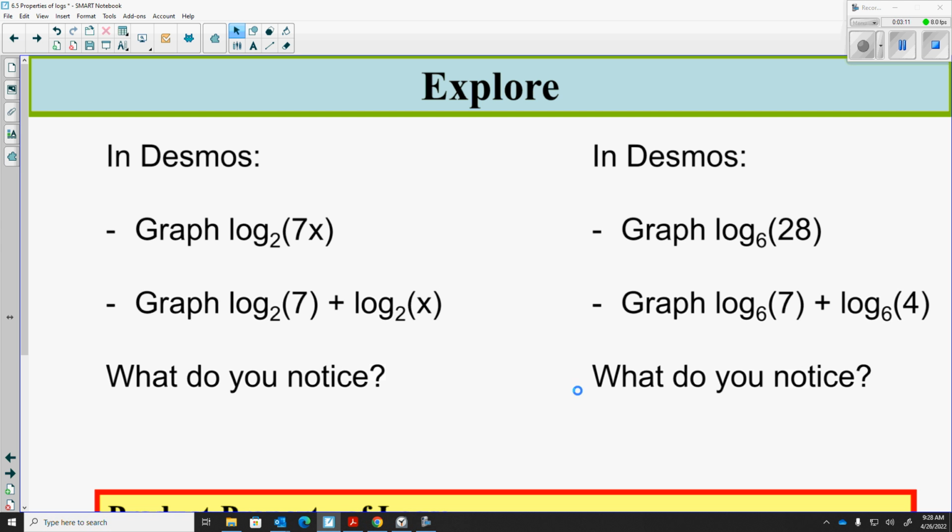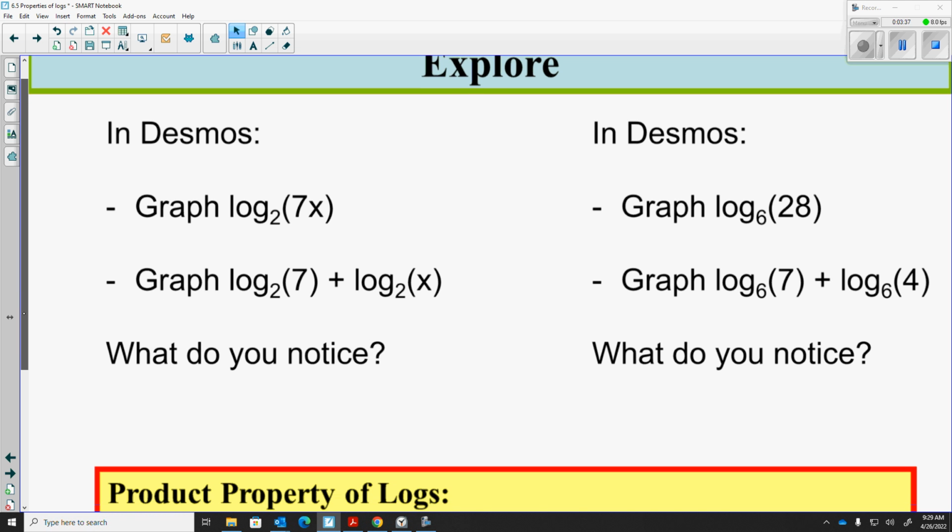So here's my question. How do you go from 7 and 4 to 28? You multiply 7 and 4, right? How do you take 7 and x and get 7x? You multiply them, yeah? So this is a rule that you just found in Desmos.